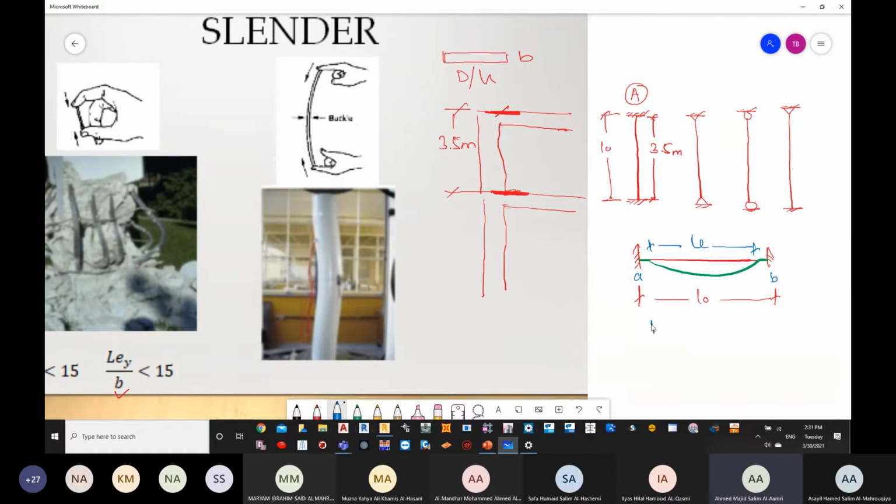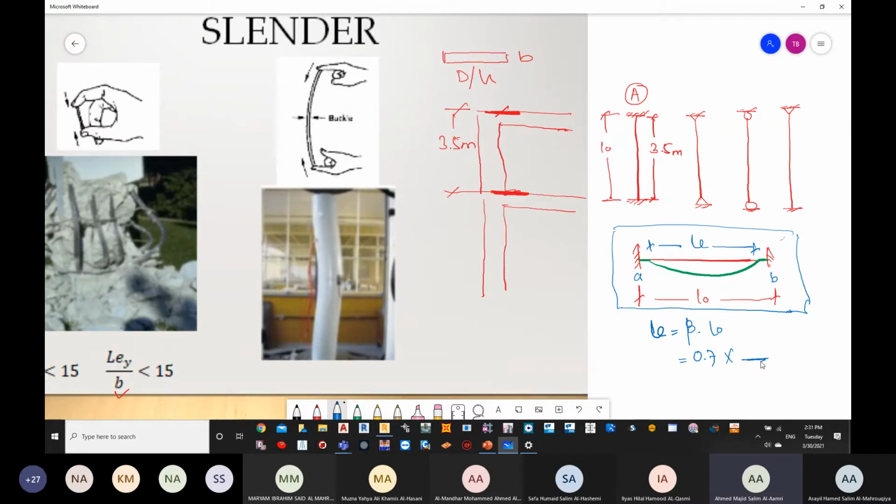Now, how to find LE? LE is found by an equation which is beta multiplied by L0, where beta is normally assumed in most cases to be fixed from both sides, which is going to be 0.7. The factor 0.7 multiplied by the value of L0 is going to give you your effective length.